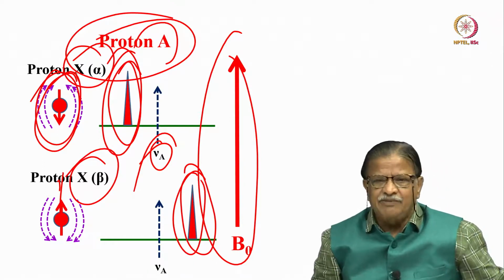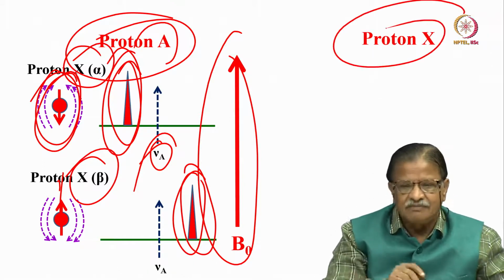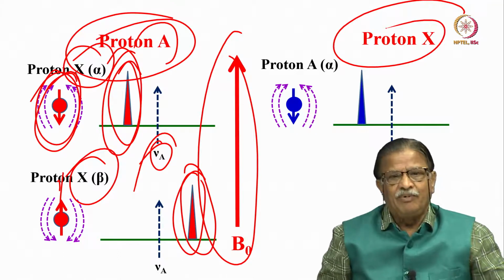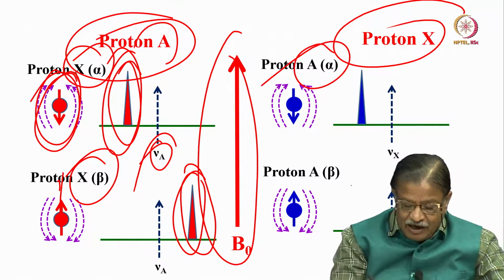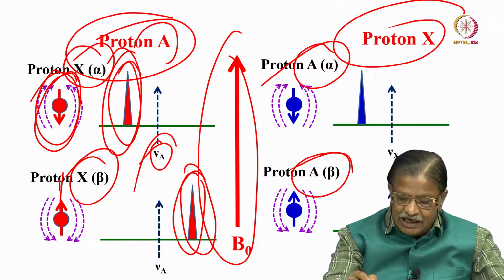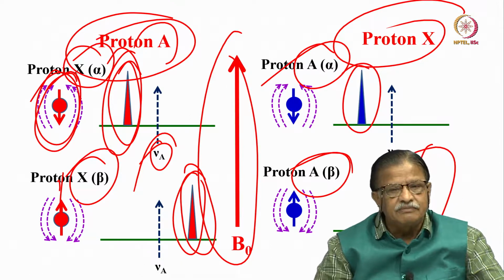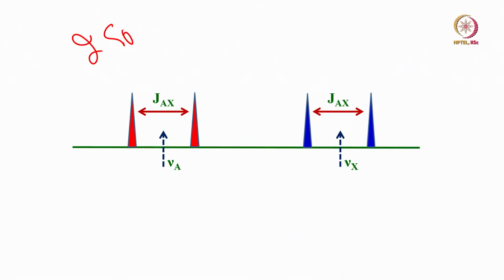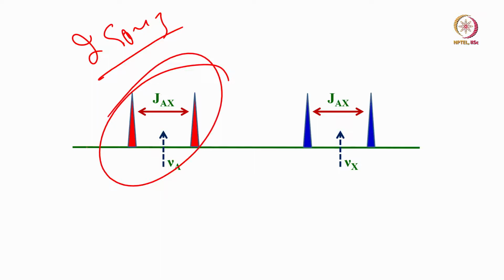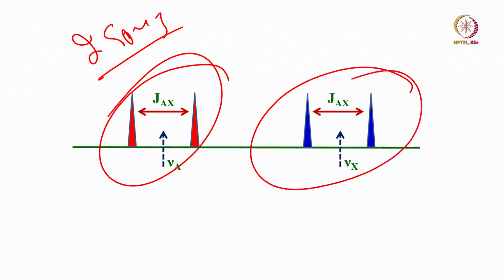Now, you may ask me a question, what happened to proton X? Identically proton X also behaves like that. Proton X sees proton A in alpha and also in beta. As a consequence again you will see 2 peaks here. Essentially it means when there are 2 spins coupled you will get 4 peaks, 2 for A, 2 for X. At the center is what is called the chemical shift of A here, chemical shift of X here. Which is A, which is X is my nomenclature, you can interchange also, no problem.